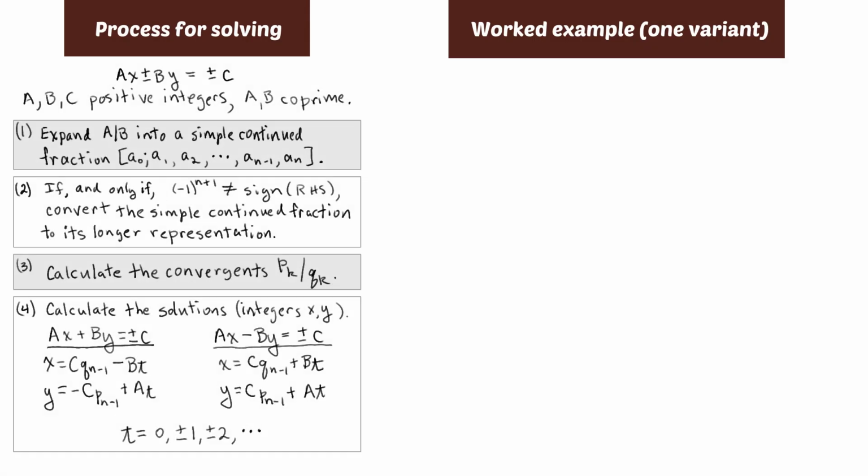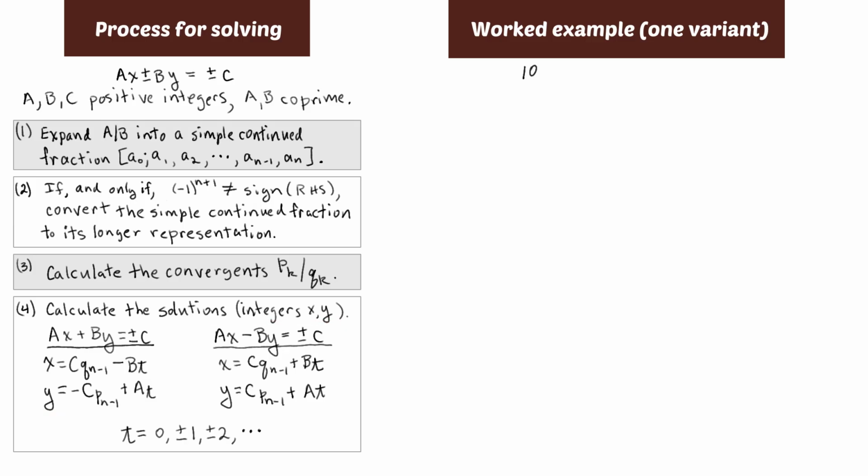The equation itself has the form ax plus or minus by equals plus or minus c, where a, b, and c are positive integers and a and b are co-prime. The process has 4 steps. The first 3 steps involve doing things with simple continued fractions, and in step 4, there are 2 sets of expressions for x and y. One set is for the case when we have ax plus by equals plus or minus c, and the other is for when we have ax minus by equals plus or minus c.